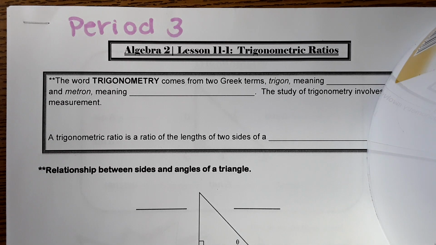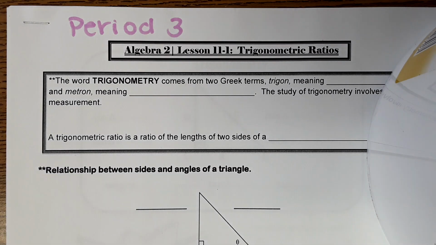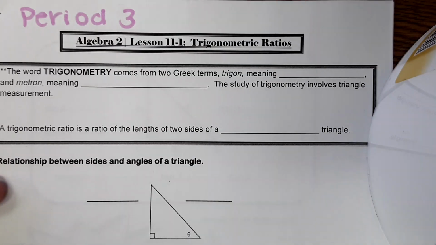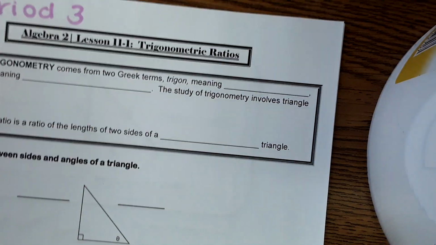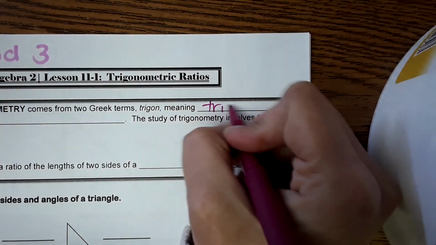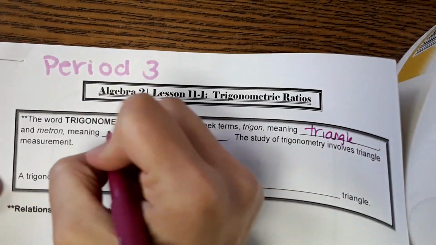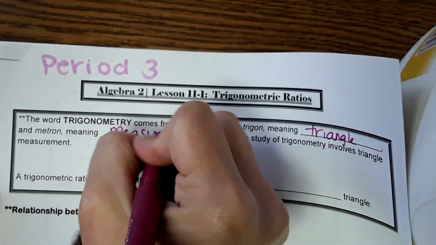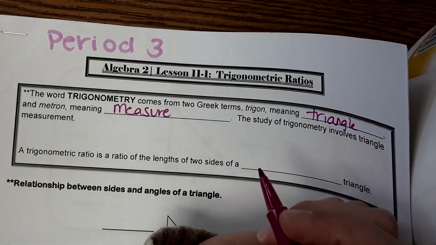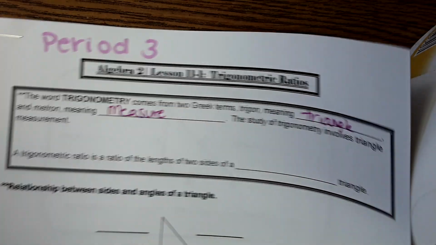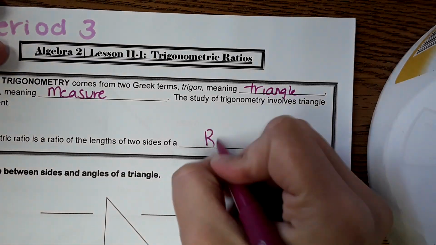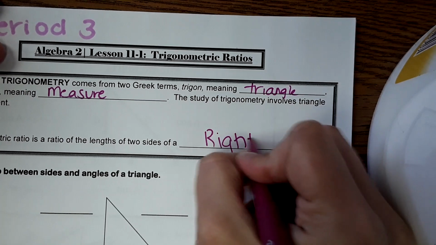So the word trigonometry comes from two Greek terms: trigon, meaning triangle, and metron, meaning measure. And then a trigonometric ratio is a ratio of lengths of two sides of specifically a right triangle. So this only works with right triangles, so keep that in mind.